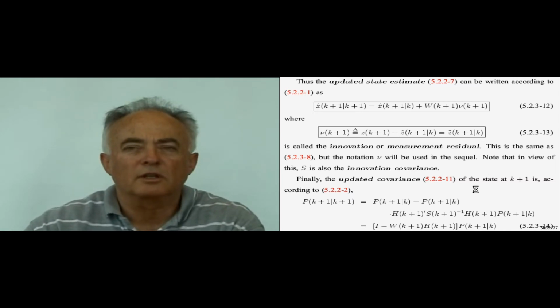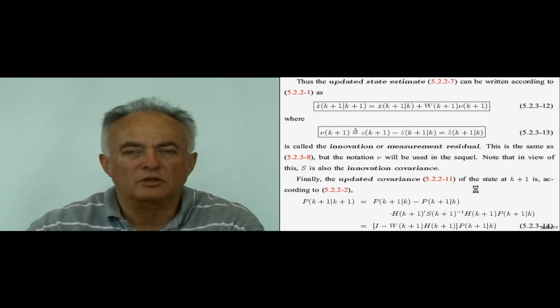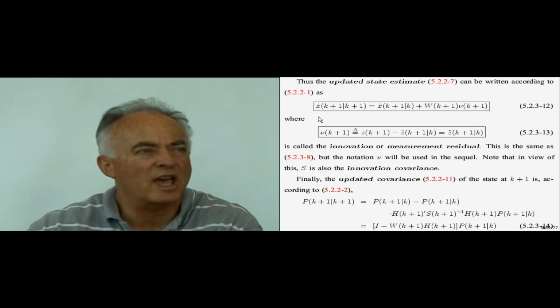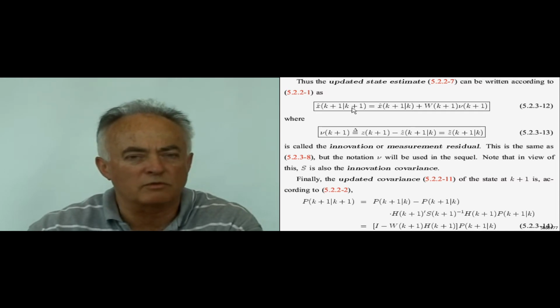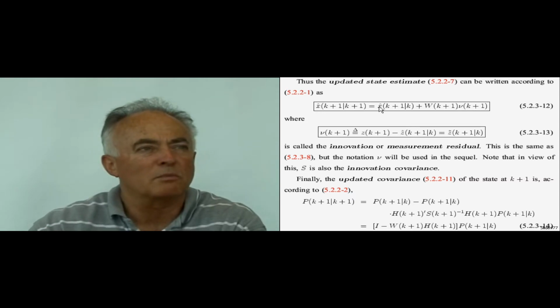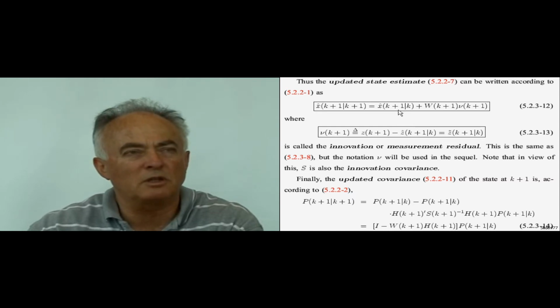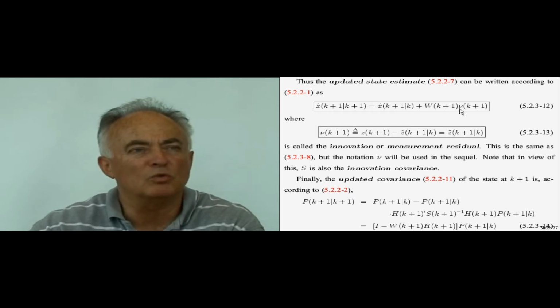With this, we can write the update equation for the state estimate, which yields the updated state estimate, namely x hat k plus 1|k plus 1, that's the expected value of x at time k plus 1 given all the information up to and including time k plus 1, is the predicted state x hat k plus 1|k, the prior mean, plus W k plus 1, the gain multiplying nu.